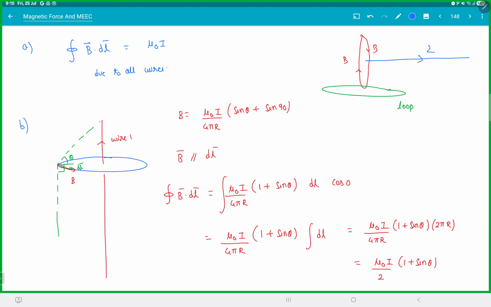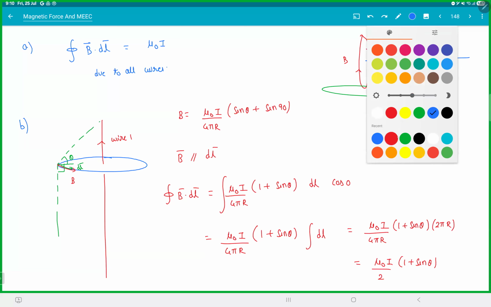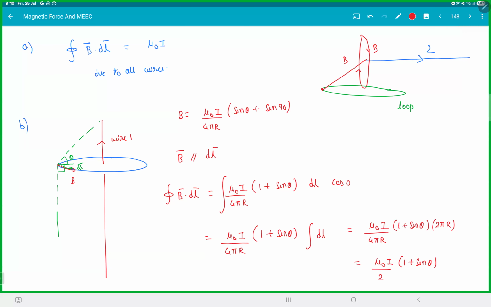Any doubts on this step? You're getting it now? How will wire 2 look? For wire 2, the magnetic field will be that way. It will be concentric to the axis. But the loop is something else. So you can't do B dot dl for this, because if you want to do B dot dl, you need the magnetic field here. You need the magnetic field here. I don't know how to do those things. That thing is in a different plane.